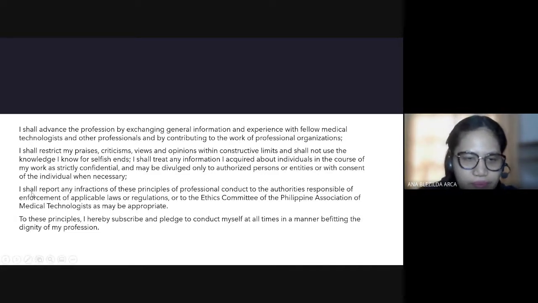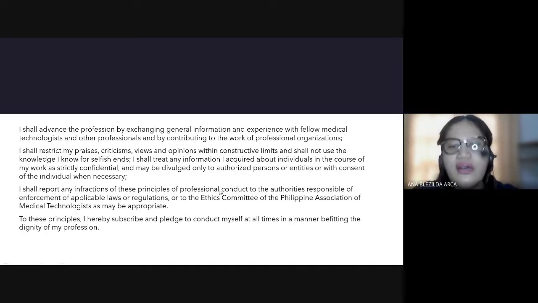Okay? And then, you shall report any infractions of these principles of professional conduct to the ethics committee. Ibig sabihin nun, kapag meron ka nakita na katrabaho mo na gumagawa ng mga conduct unbecoming of a medical technologist, then you are now responsible to report that to the ethics committee of the PAMIT. Kasi nga naman, kailangan matanggalan siya ng lisensya. Lalo na kung yung ginawa niya talaga, hindi talaga katanggap-tanggap. Okay?